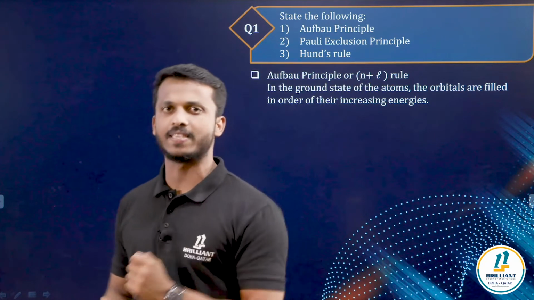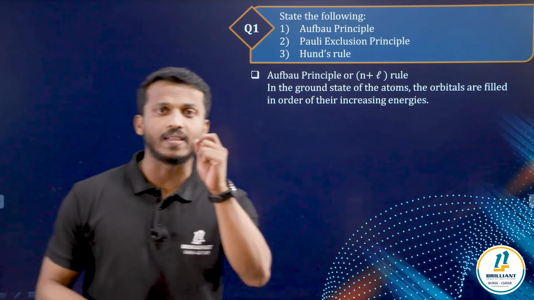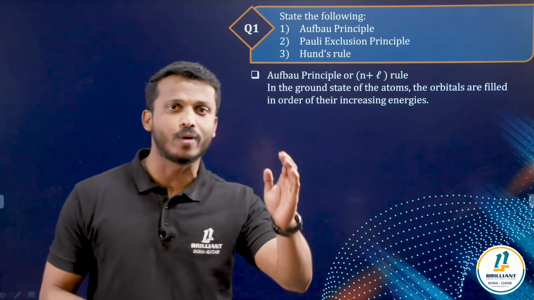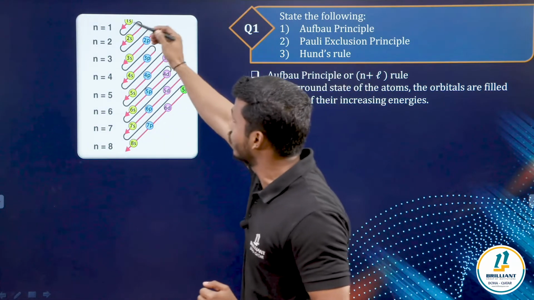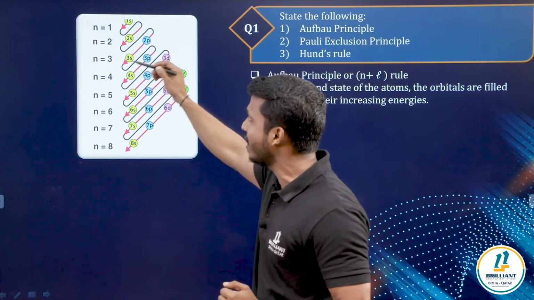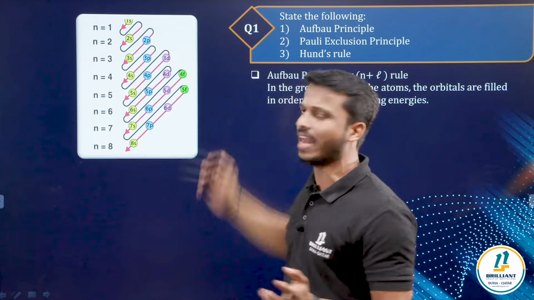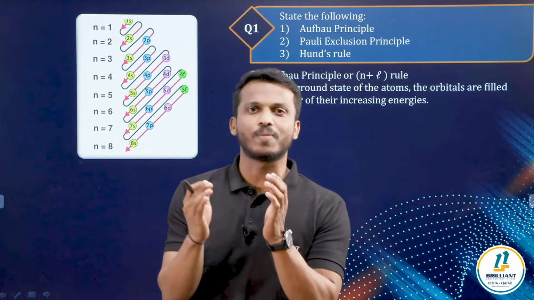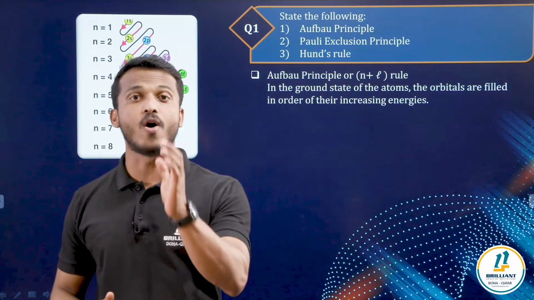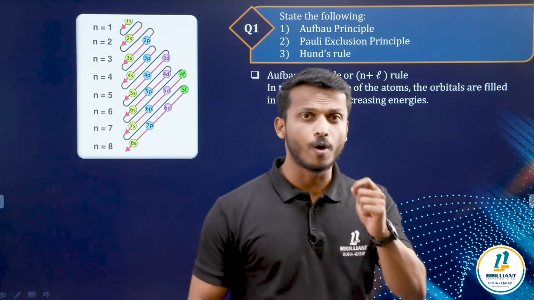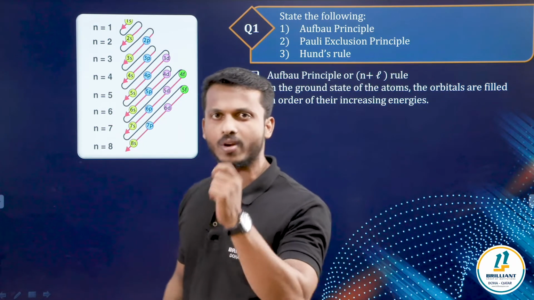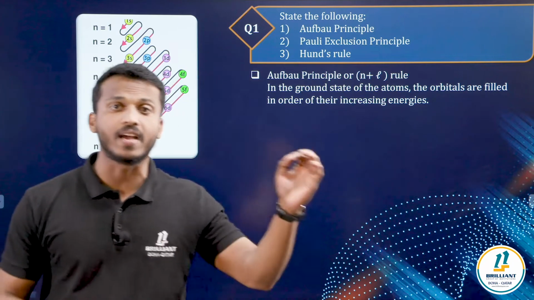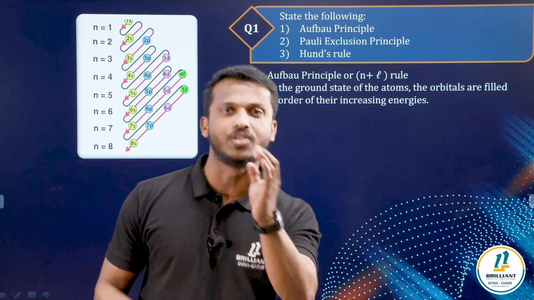Aufbau Principle says that electrons are filling in the orbitals 1s2, 2s2, 2p6, this arrangement. After 1s2, the electron goes to 2s, 2p, 3s, 3p, then 4s, 3d, like that. What is this arrangement called? This is the arrangement of the Aufbau Principle. What is the Aufbau Principle statement, dear all? It is the filling of electrons in the atomic orbitals in the increasing order of their energy.